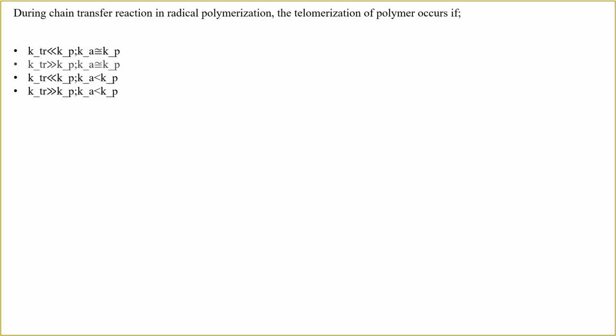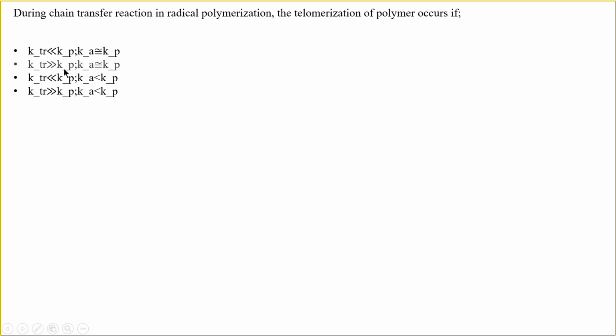So this happens when the transfer rate is much higher than the propagating rate, and you can see right here option number B is the correct answer, where KTR, that is the transfer reaction rate, is much higher than the propagation. And we have here Ka is equivalent to the Kp, that is the propagation. So here the reinitiation radical reaction rate is equivalent to the original propagating rate. So that's why option B is the correct answer.